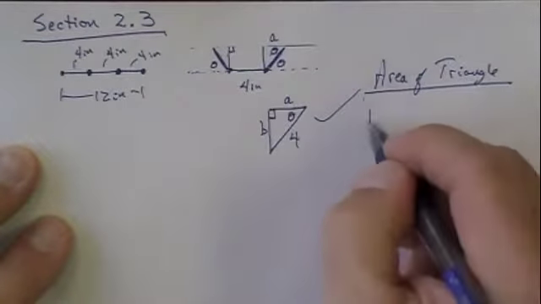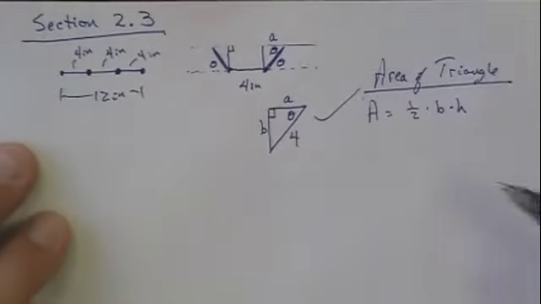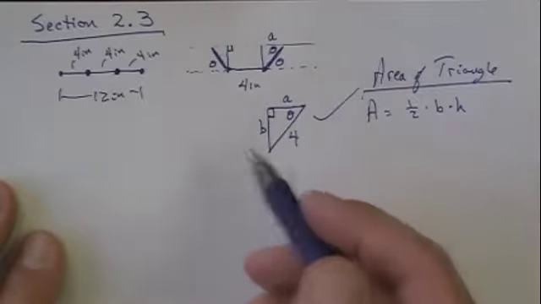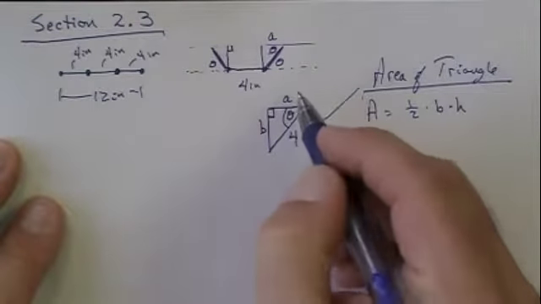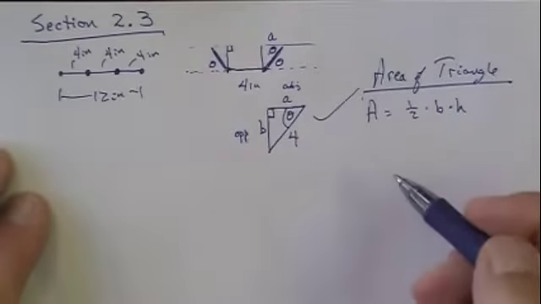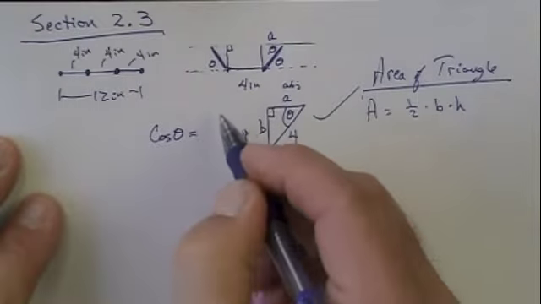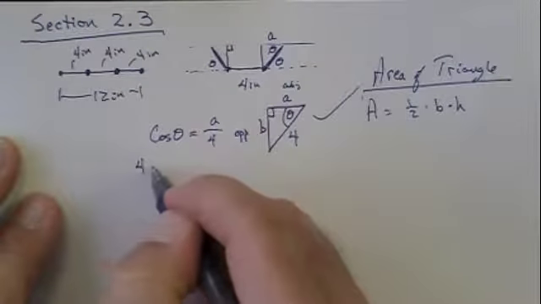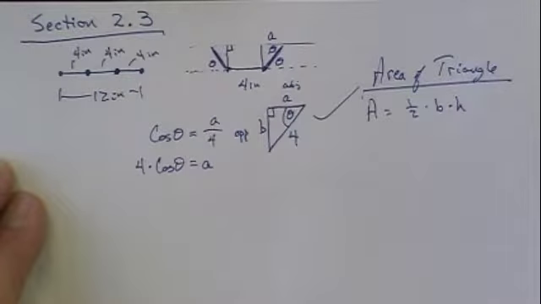we know to find the area of a triangle, we're going to take 1/2 times the base times the height. Now in this case, our base and our height are going to vary on this angle, right? So let's go back here. If we look at A, here's our angle. A is the adjacent, and B is the opposite. So the cosine of theta is equal to A over 4. Multiply both sides by 4. 4 times the cosine of theta, our angle, is equal to segment A.